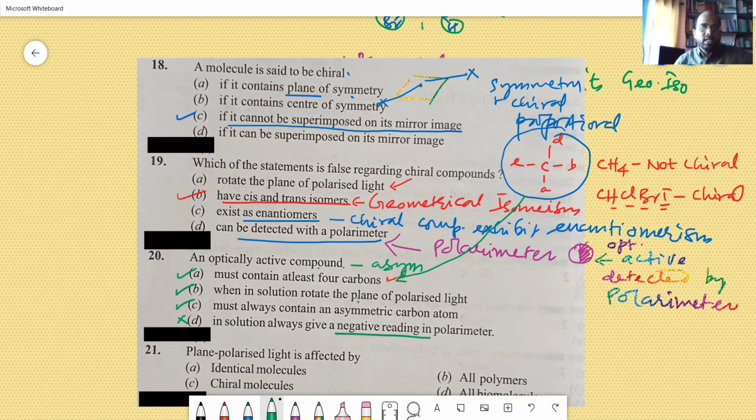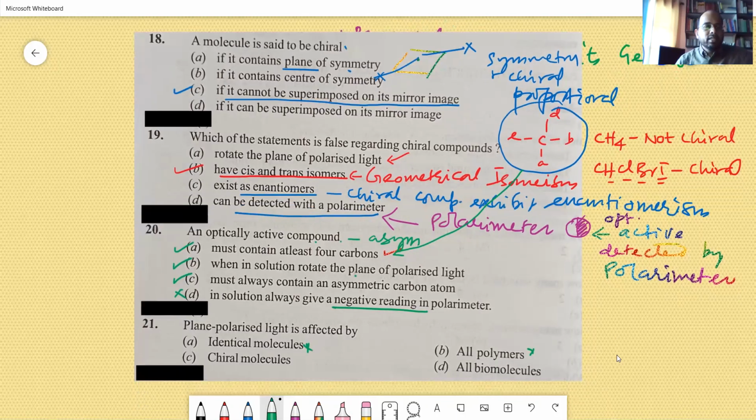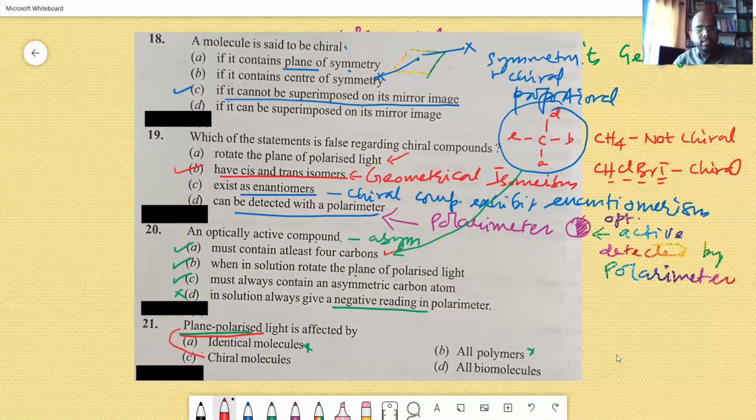The last one today is the 10th one, question number 21, taken from the book. Plane polarized light is affected by what? Identical molecules: if you have identical molecules, it doesn't affect. All polymers: it doesn't affect. It is a property of plane polarized light. The moment you hear about plane polarized light, you should think of chirality. So this is the right answer.